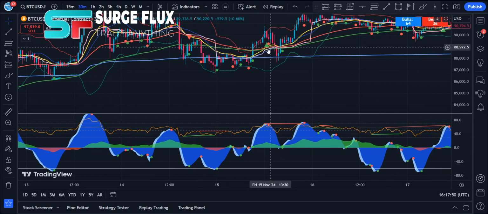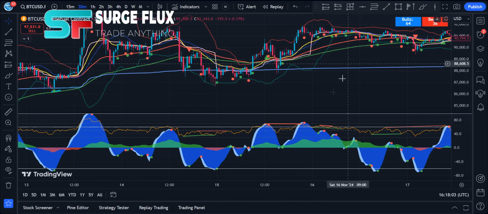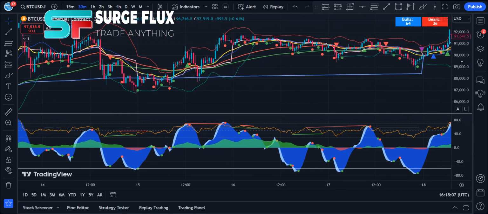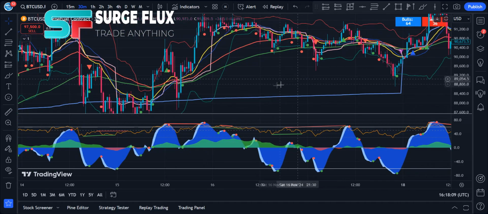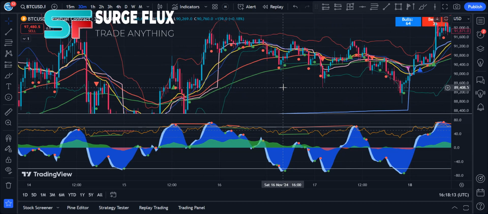So then we come up here, we have the bullish crossover again, but then the waves are right in the upward section of the Surge Flux B. So we have to go and look for another entry. So let's take a look here.